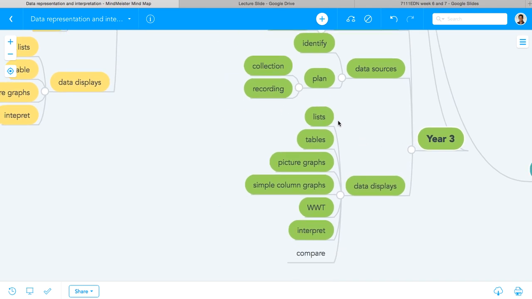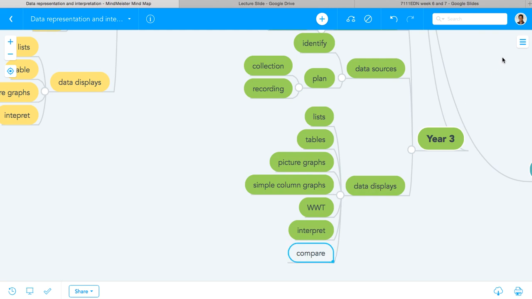There are more data displays. So lists, tables, picture graphs, simple column graphs. So you can see how this is a much more abstract representation of a picture graph. Okay? And what this acronym means is with or without technology. So you want students to be able to draw these objects, but you also want to introduce them to Excel. So not only do you want them to interpret, but also compare.